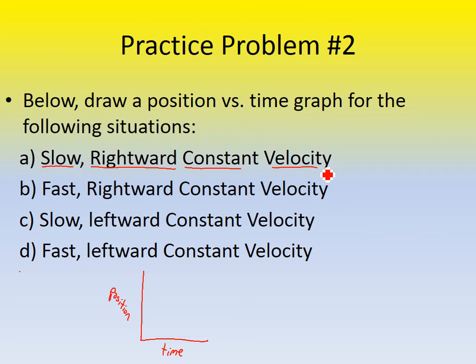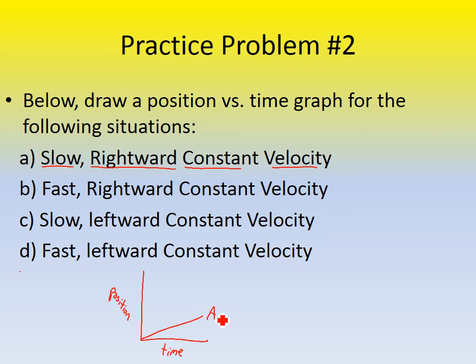So slow tells us, is the slope going to be steep or shallow? Shallow. It's going to the right, so what does that tell us? Positive velocity. So is slope going to go up or down? Slope is positive, so it's going up. And it's constant. Is there going to be a curved line or a straight line? Straight line. So let's see if we can do our best at drawing that. Okay, I'm going to label this one A. It's not that steep. It's going slow, but it's going to the right. That's how I would draw.